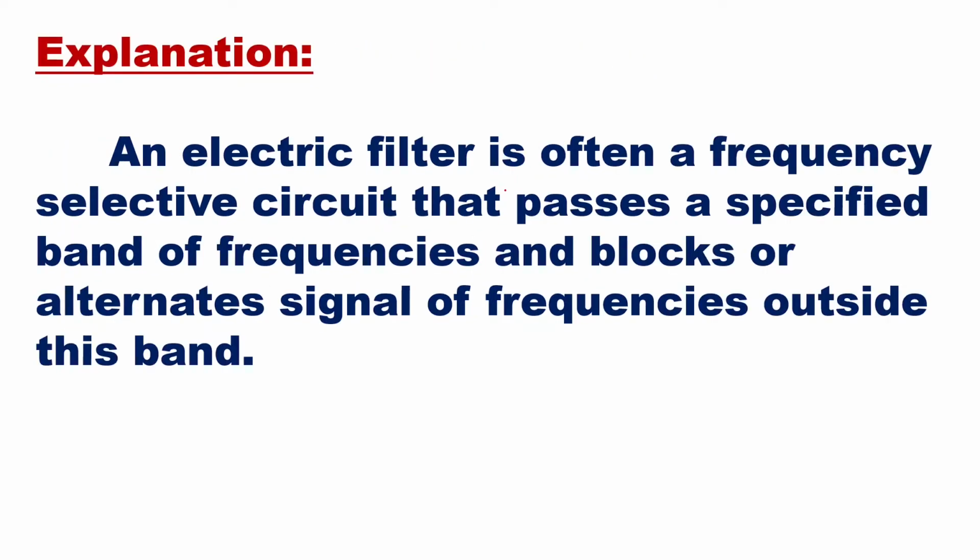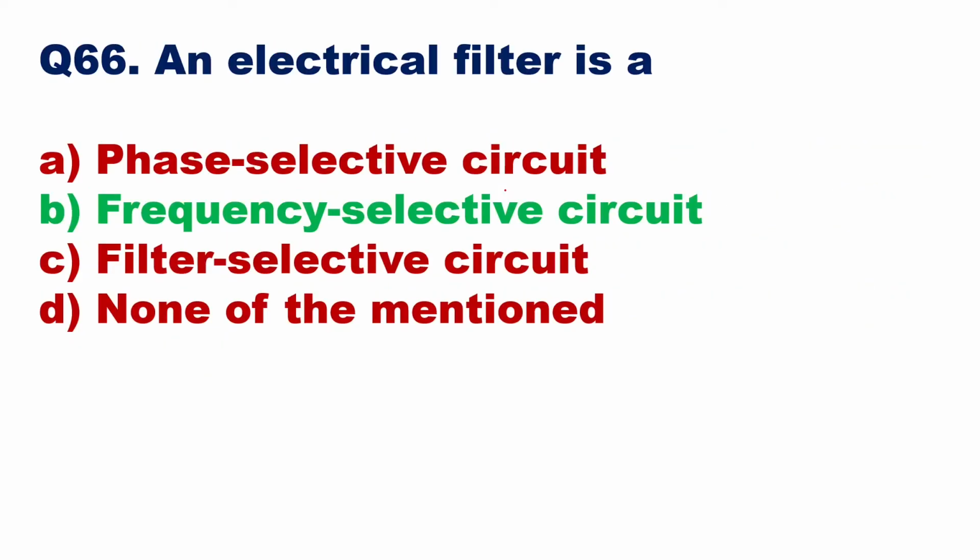So here you can see an explanation. An electrical filter is often a frequency selective circuit that passes a specified band of frequencies and blocks or attenuates signals of frequencies outside this band. So it will block or attenuate the signal of frequencies outside the band. So here you can see an electrical filter is a frequency selective circuit.